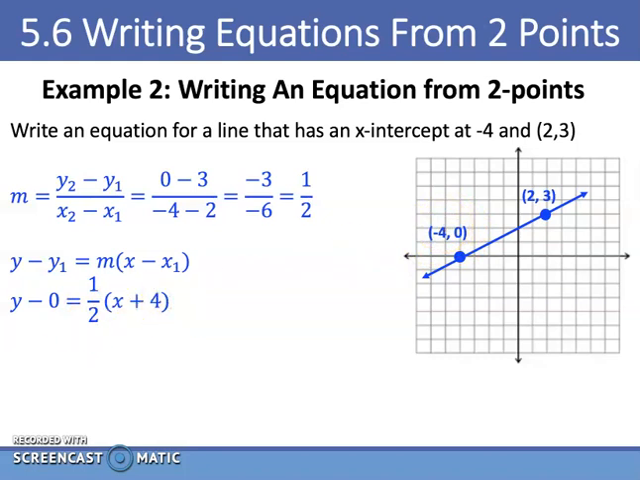Now using the distributive property, we have the equation y equals 1/2 x plus 2. And if we look at our graph, we see our y-intercept is 2. Our line is crossing the y-axis at 2, and we do have a slope of rise 1, run 2.